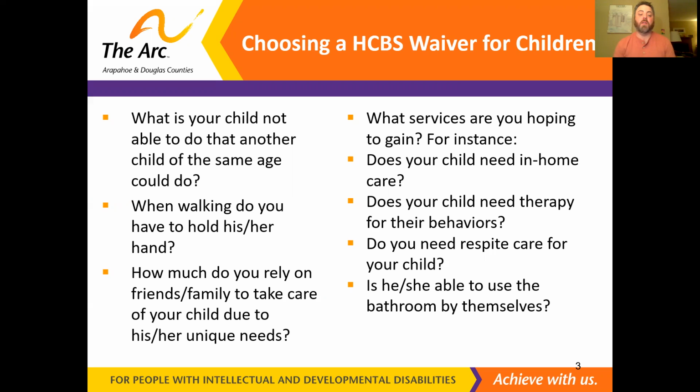How much do they rely on friends and family to take care of your child due to his or her unique needs? Services, what services are you hoping to gain? For instance, does your child need in-home care, therapies for behaviors, respite care for yourself? Are they able to use the bathroom by themselves? So like we talked about in the first week, start thinking about the things that you automatically do or prep your child to do. Those are some of the things that are going to help you understand which waiver is best to pick.